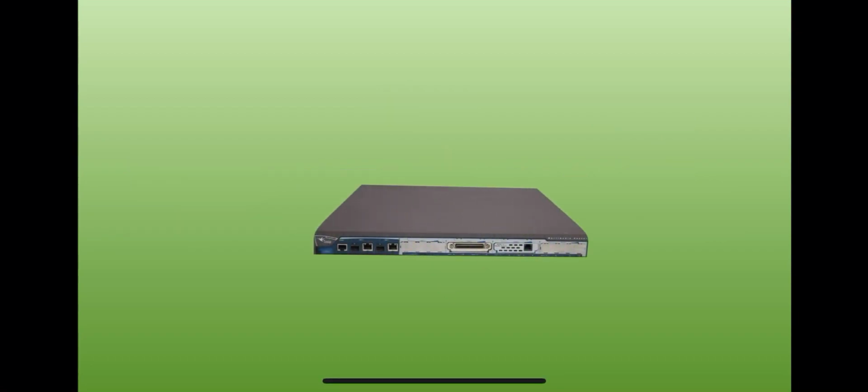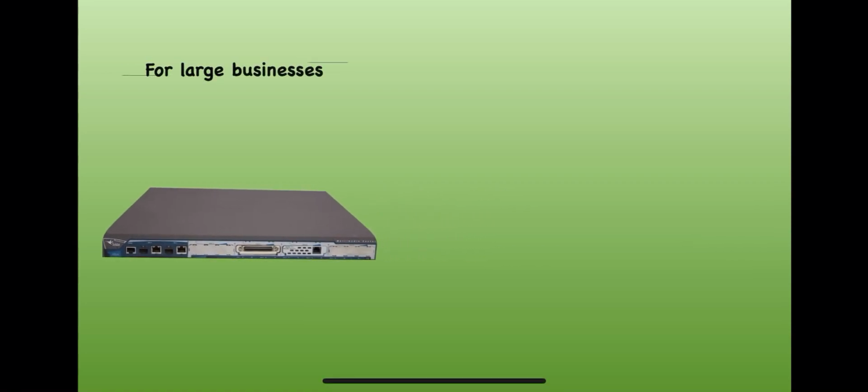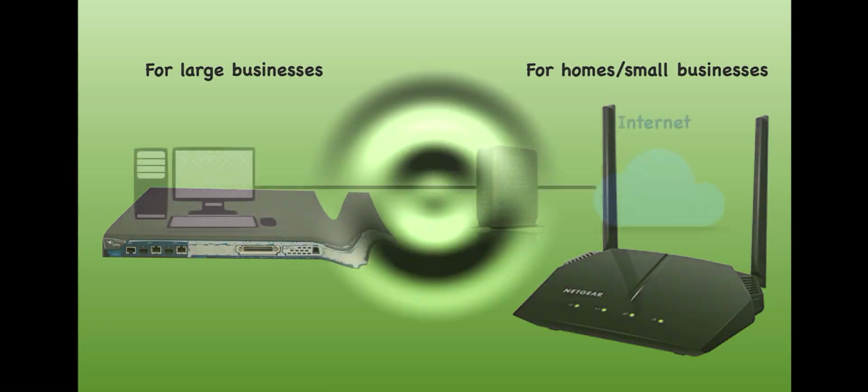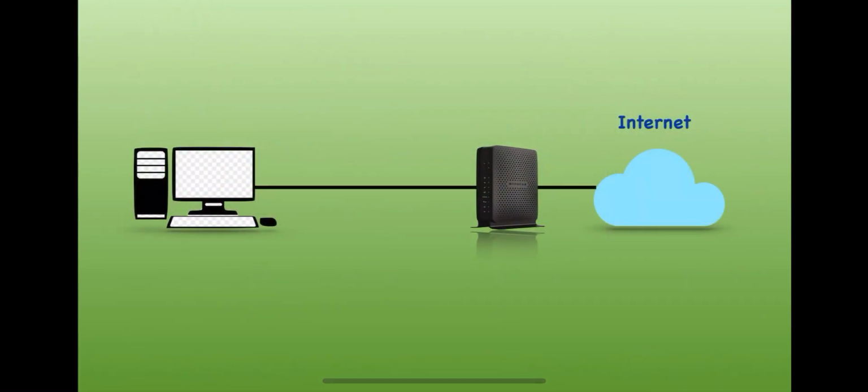So now a router comes in after the modem. There are different types of routers. This one is for large businesses, and this one is for homes or small businesses. But both of them do the same thing. A router is a device that routes or passes your internet connection to all of your devices in your home. Here you can see there is a modem between the internet and the router. The data is continuously flowing, right? There is no problem.